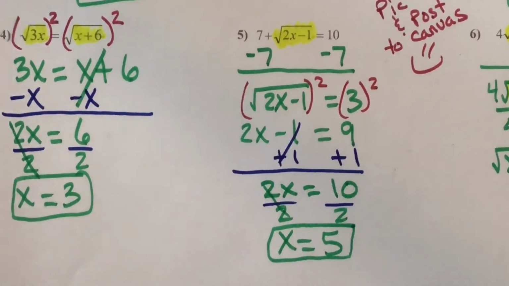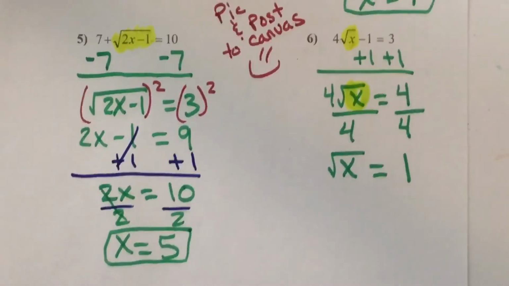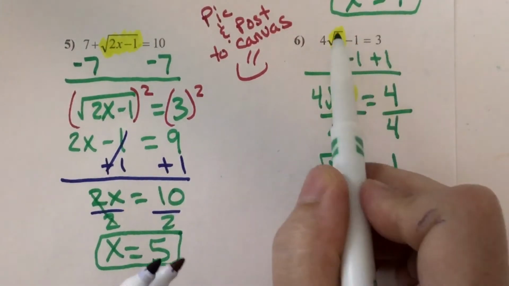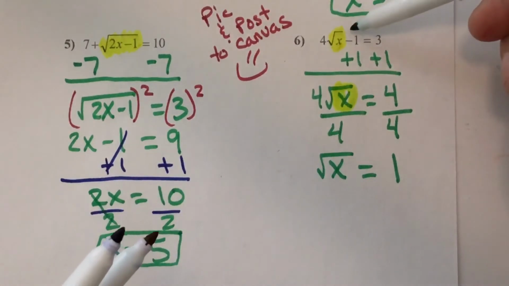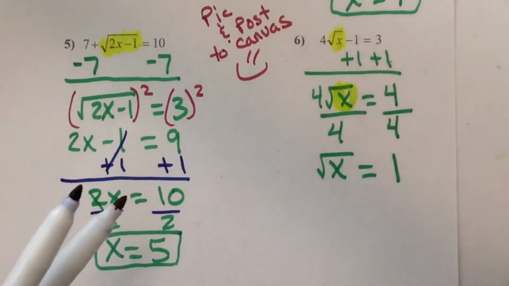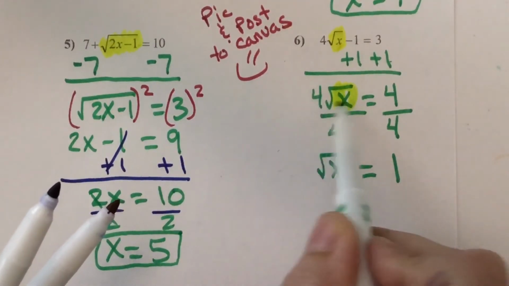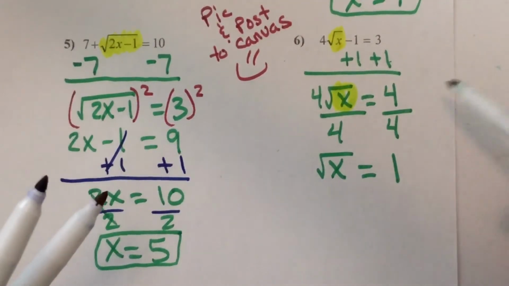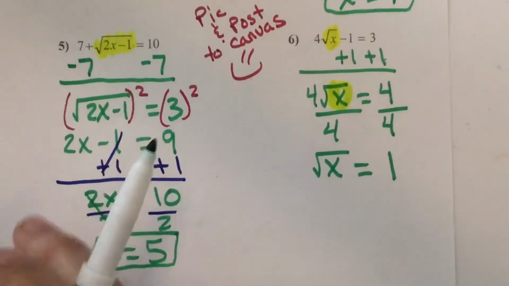Okay, number 6. I went ahead and I started this one. So I'm trying to get my square root of x by itself. So first I got rid of the subtraction of 1 by adding 1, which gave me 4 on this side. Then I got rid of the 4 that was smushed by dividing by it. And 4 divided by 4 made 1.